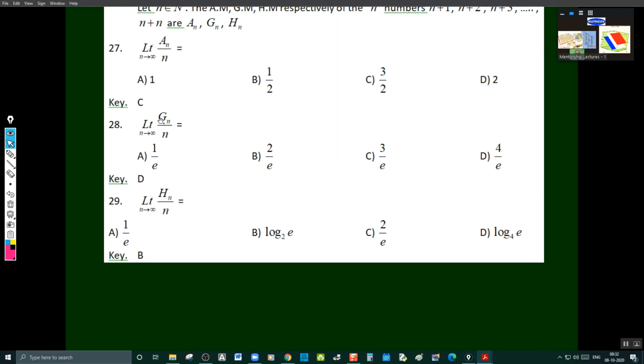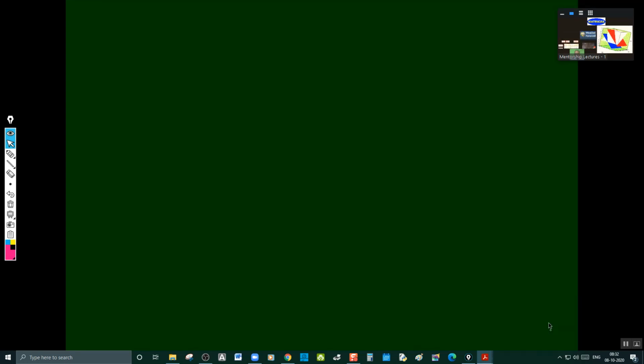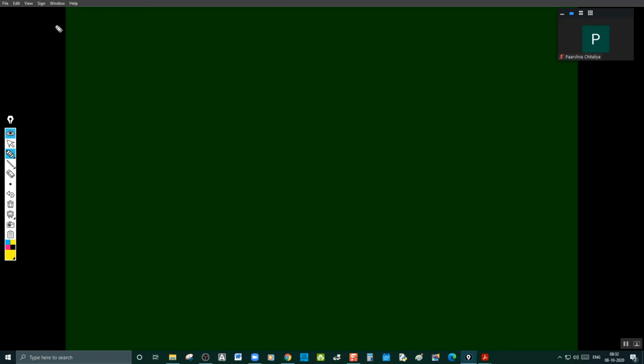Limit of Gn by n as n tends to infinity. It is a little difficult compared to the previous question, because it involves definite integral as a limit of sum. So let me write Gn first. What is Gn? Geometric mean of what? All the n terms.